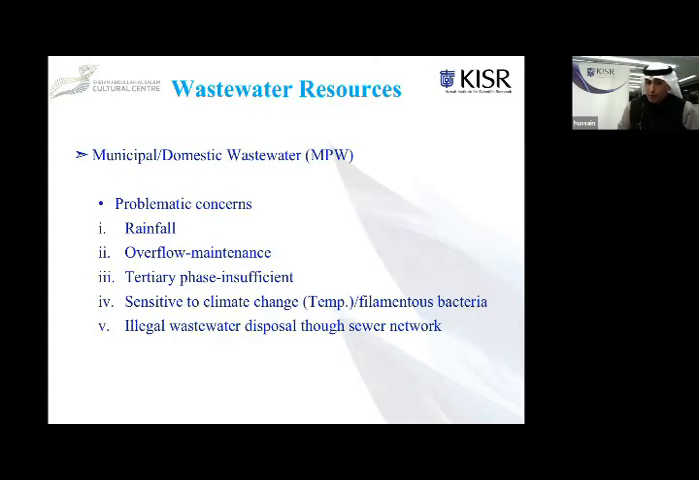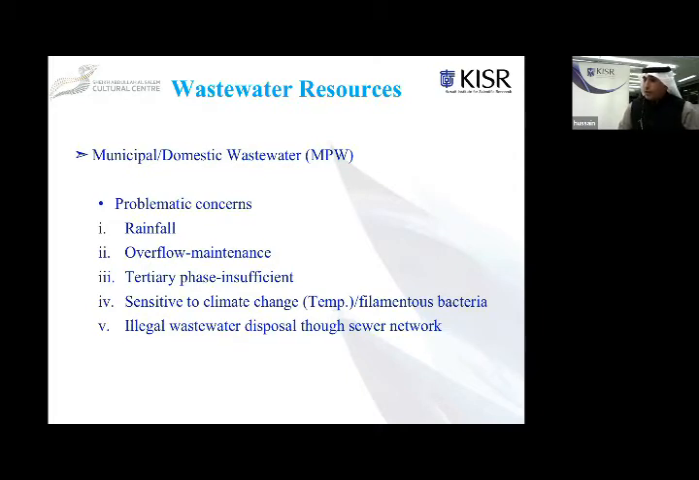Another issue is that those treatment plants are sensitive to climate changes. I mean, they are subjected to work under a temperature of 25 to 30. Any temperature beyond that will affect the process itself and may generate a form of filamentous bacteria.